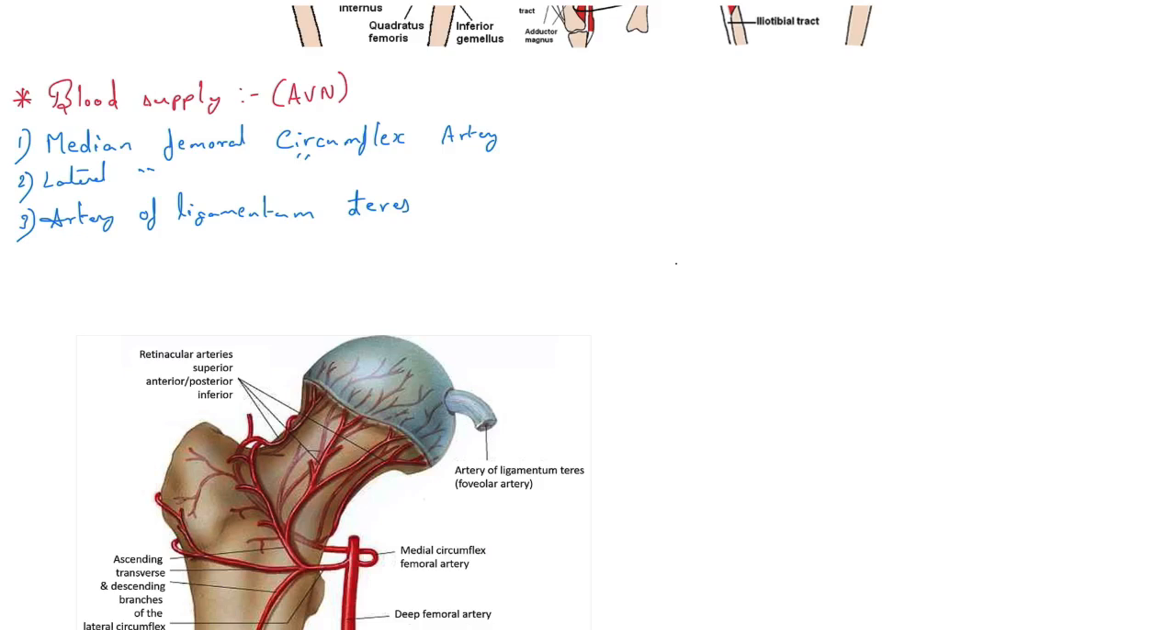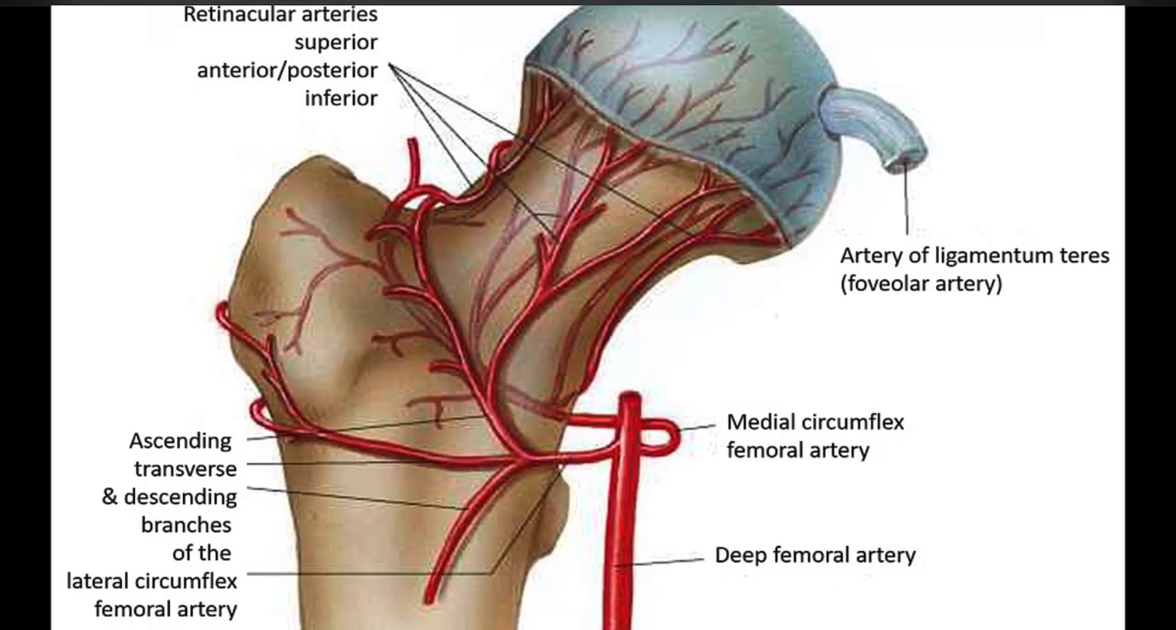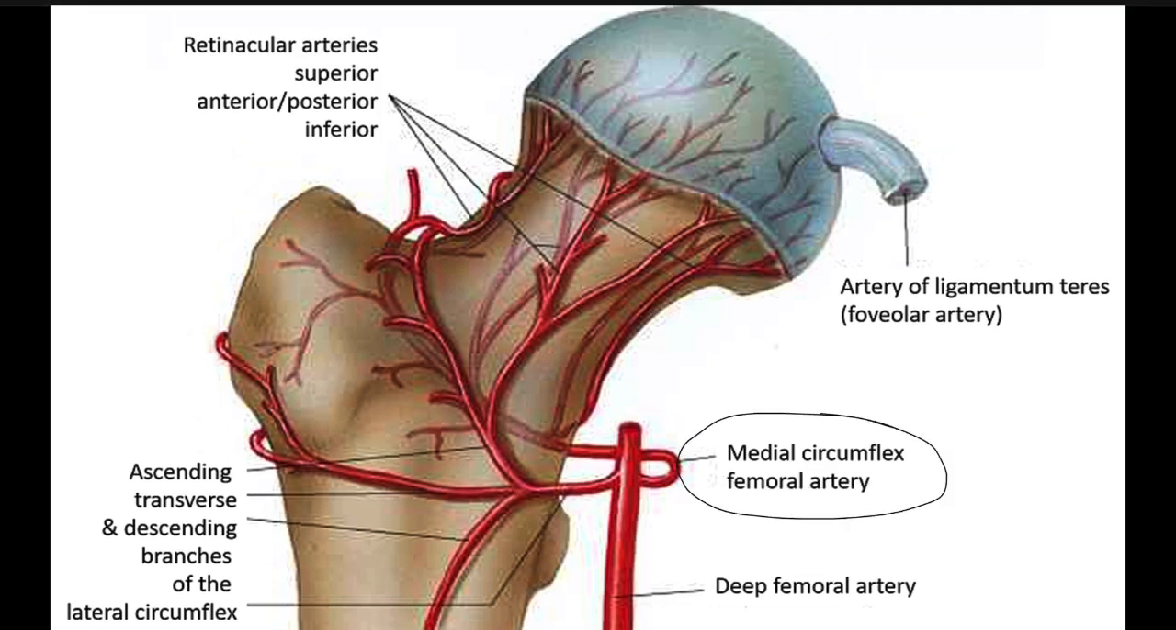First of all we have to know the neurovascular setting of these blood vessels. If you are seeing this image, you can see here the medial circumflex femoral artery. This is the main artery supplying blood circulation to the femoral head.